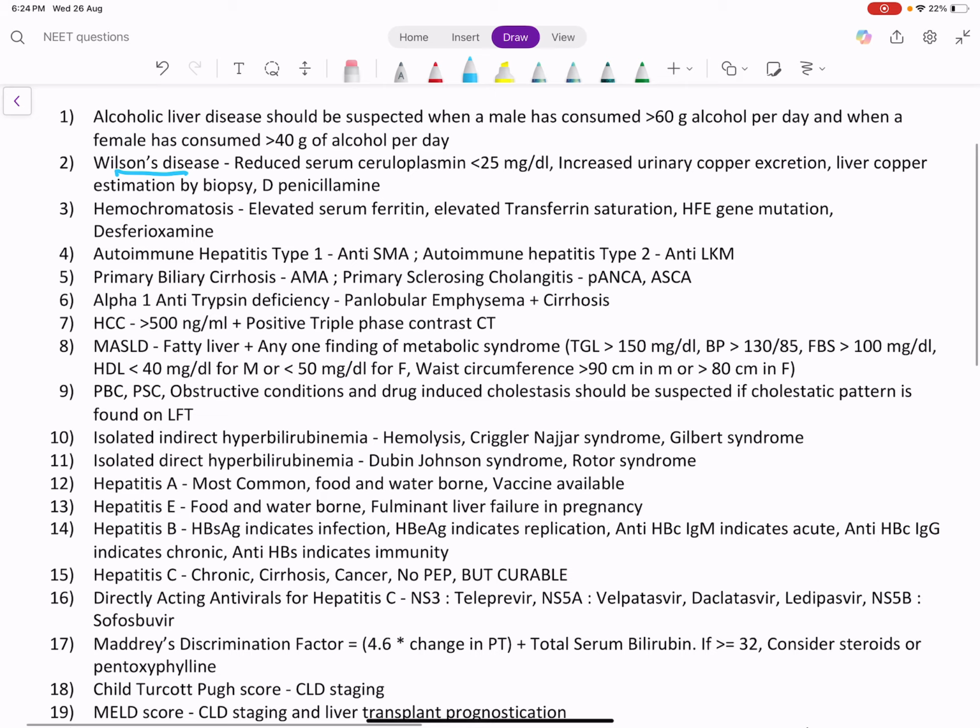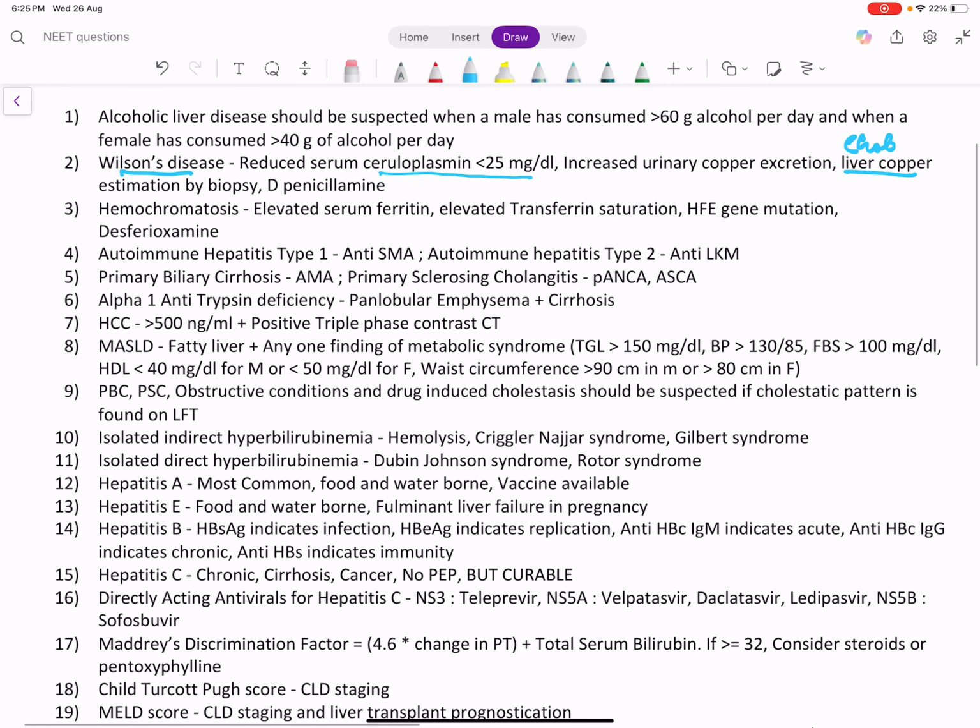Wilson's disease: always see reduced ceruloplasmin, less than 25 milligrams per deciliter. There is increased urine copper excretion. Copper gets deposited in the liver, so liver copper estimation by biopsy is the gold standard. The drug used is D-penicillamine.